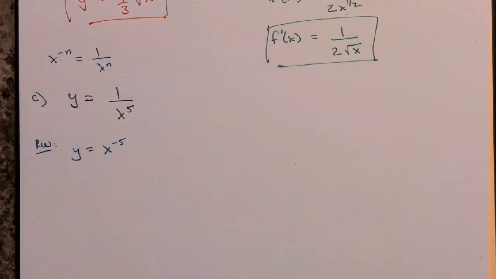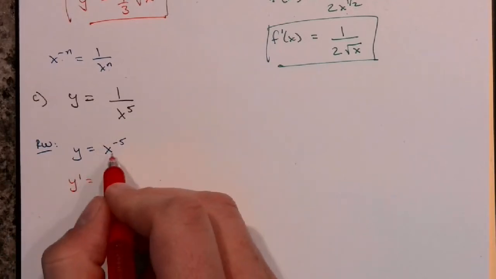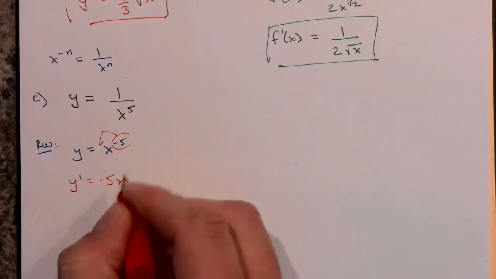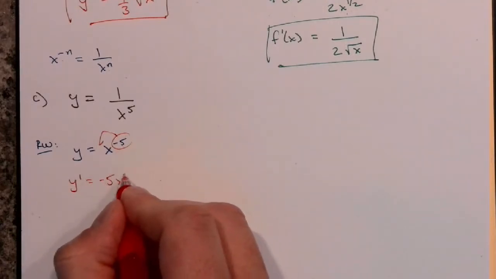Now once you're at this point, you can take the derivative as we had before, because now I have a variable raised to a power. So now I can find y prime. Alright, so the derivative of x to the negative 5, so you take negative 5, bring it in front, and then we get x to the, remember you're subtracting 1, negative 5 minus 1 is a negative 6.